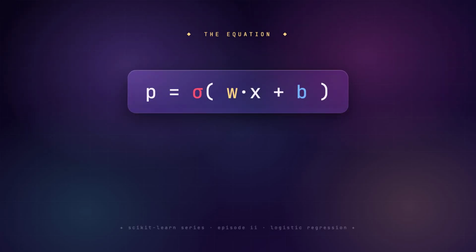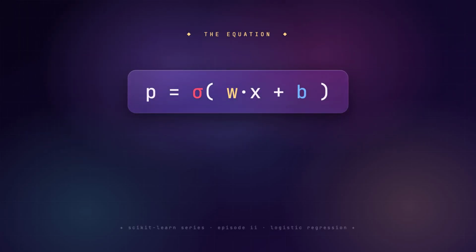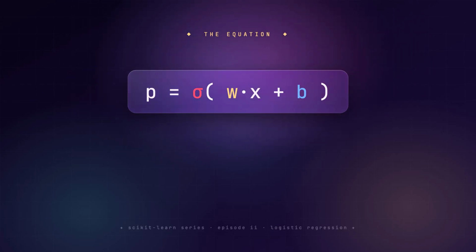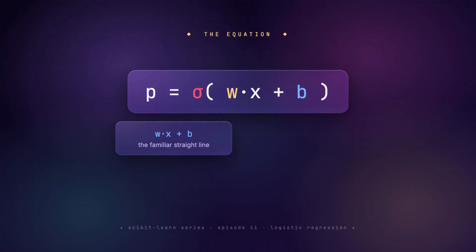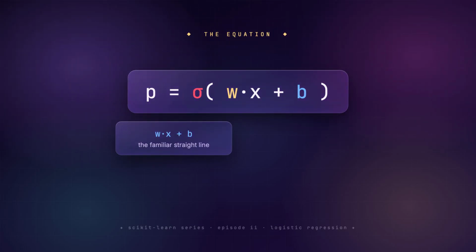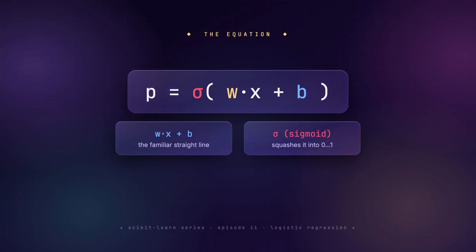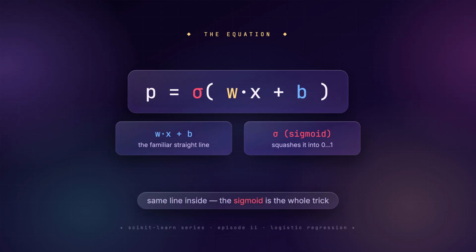The equation is almost the same as before. We still compute w times x plus b. That's our familiar straight line hiding on the inside. But then we wrap it in the sigmoid function, which gently squashes any number, however big or small, into a probability between 0 and 1. That little squashing step is the whole trick. It's the one thing separating logistic regression from the plain line we started with. The model simply learns the w and b that make the curve line up with the data.